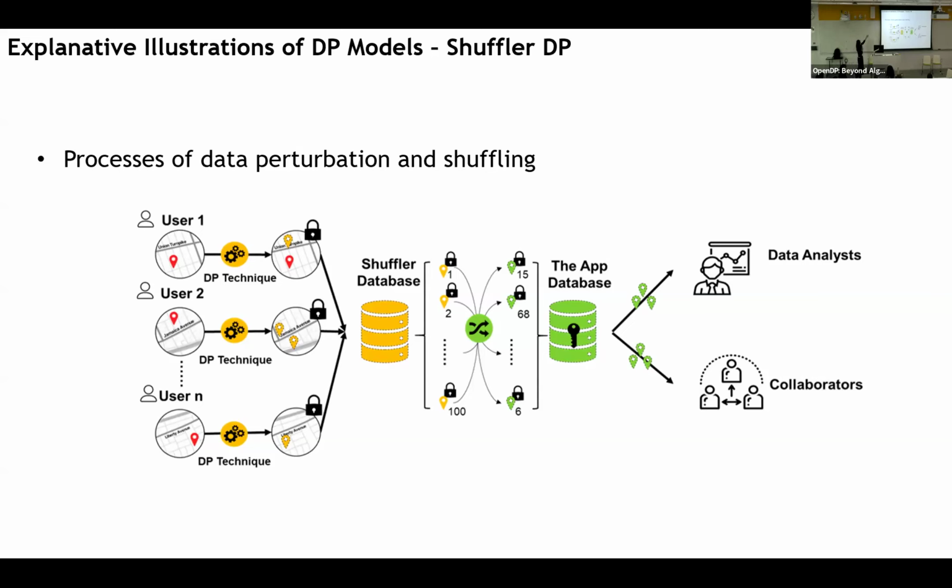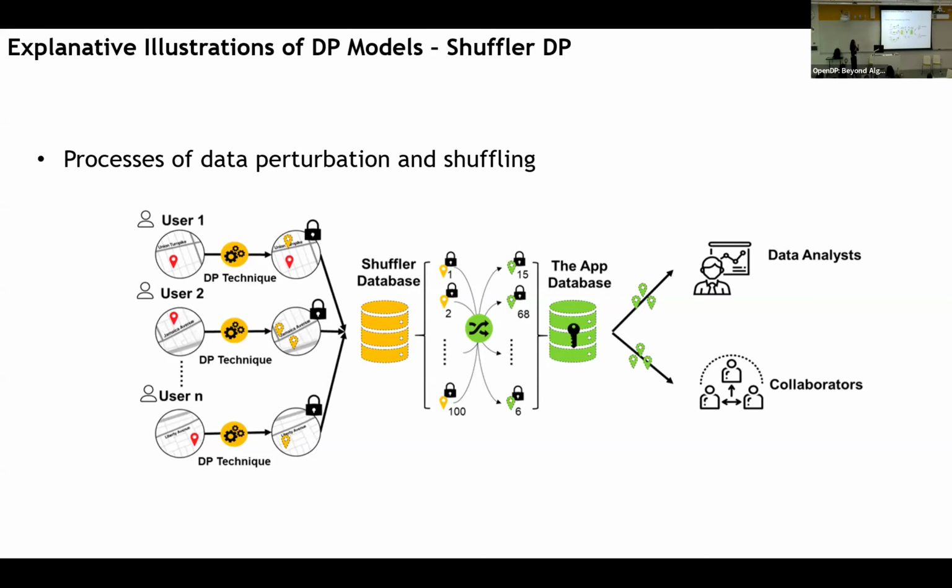As you can see, we depict a bunch of users' location information at the beginning, and then we show them there is a DP technique that has perturbed the location information. Such perturbation can happen in different ways. Consider that different noise levels can be added. And then there is a shuffler introduced in this shuffler DP model. You can treat the shuffler as an anonymity mechanism.